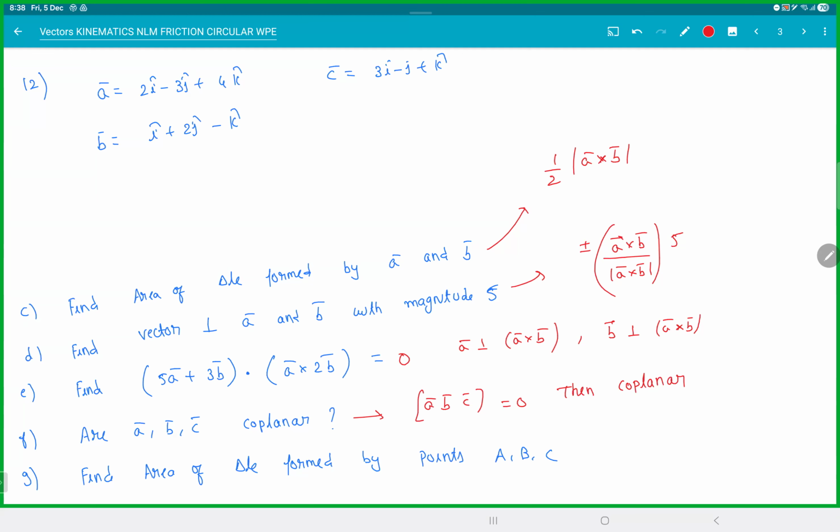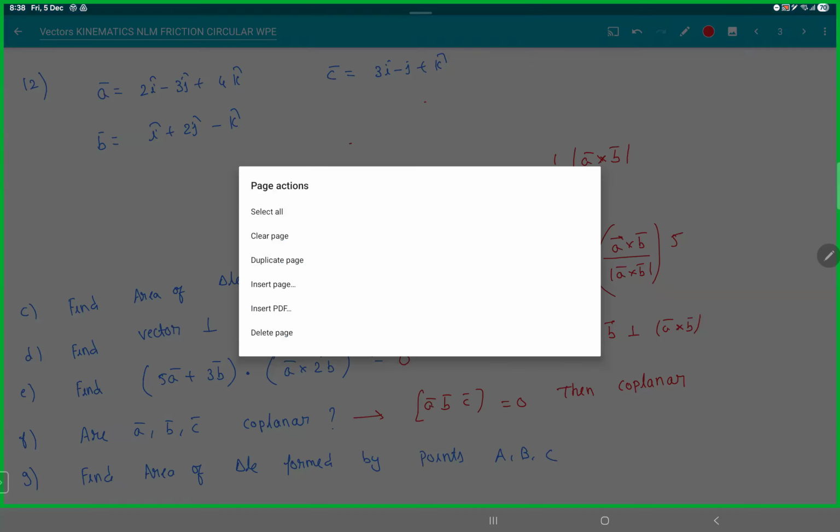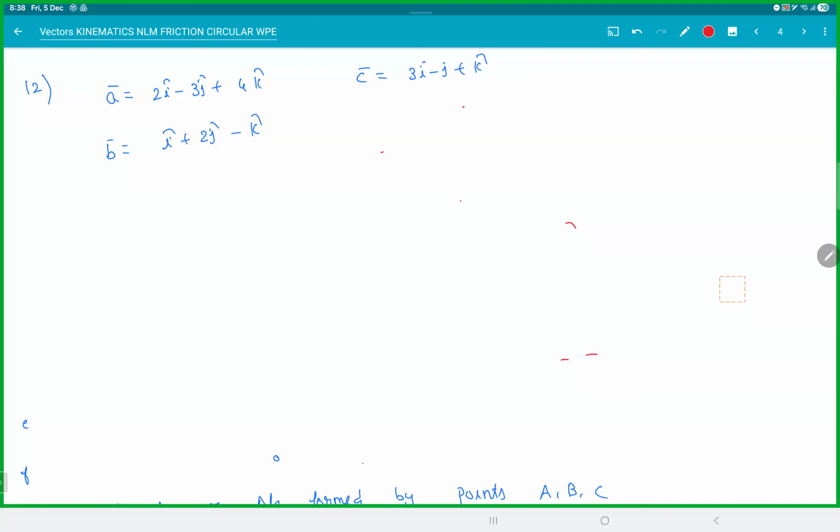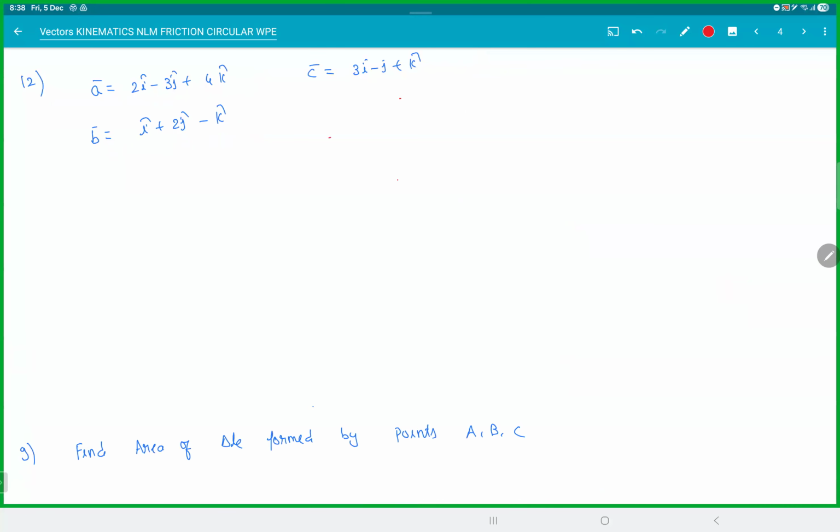This is a good one. If A, B, C are 3 points, and if they form a triangle, what is the area of the triangle? You can't say A cross B. So if there are 3 points A, B, and C, you want to form a triangle. So the area will be half mod AB bar cross AC bar. Clear? It's a cross product of two sides.